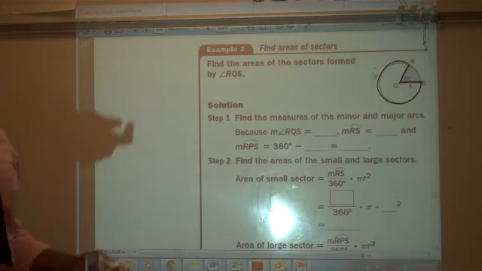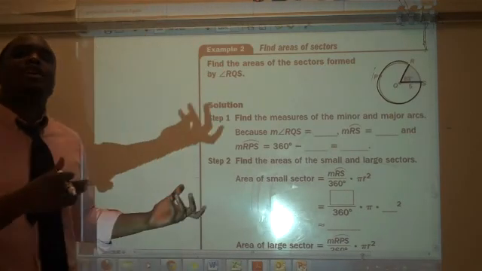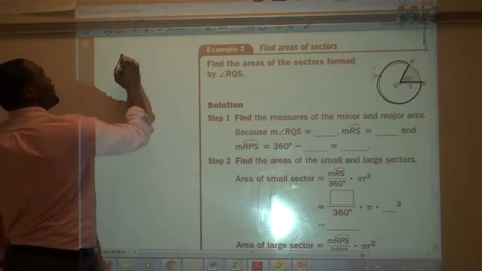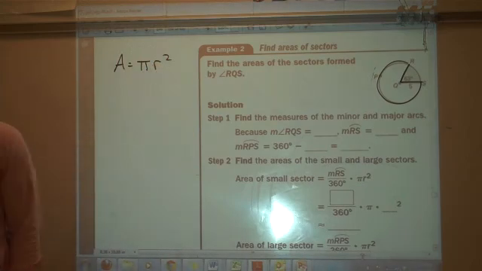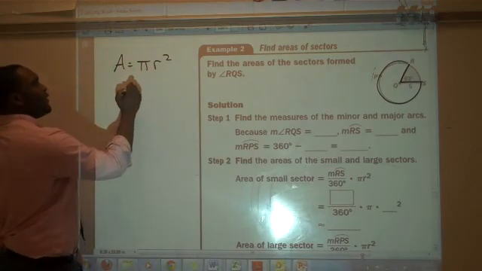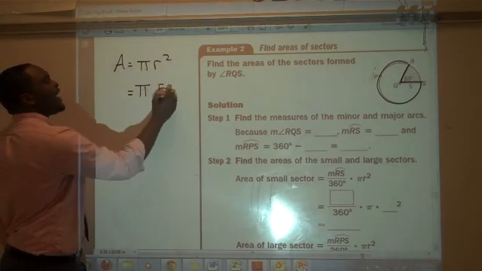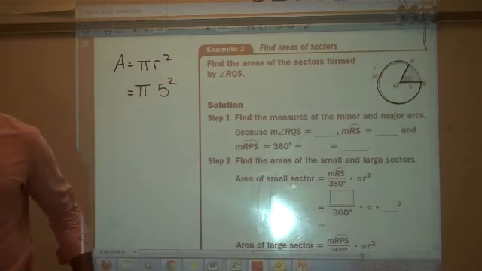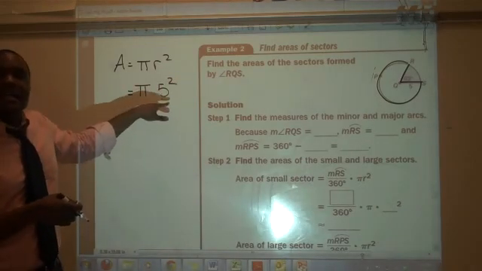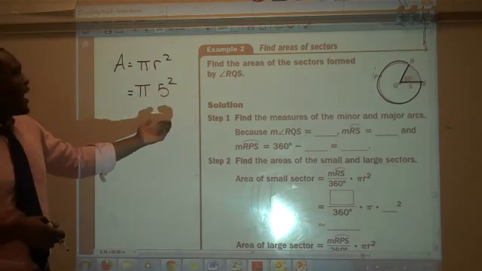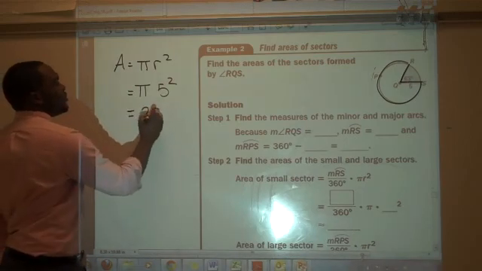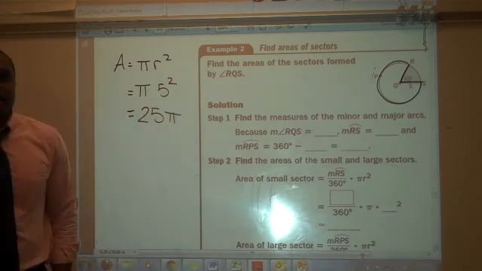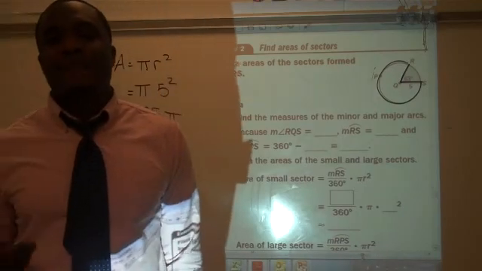Since we're talking about area, I'm going to calculate the area of the entire circle first. I know A equals pi r squared. We know r is 5, so A equals pi times 5 squared. Once again, I'm not allowed to multiply the pi with a 5 until I square the 5 first. So the area of this circle is going to be 25 pi.